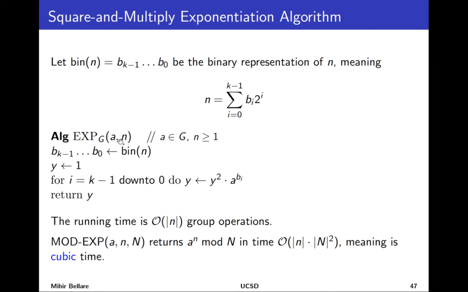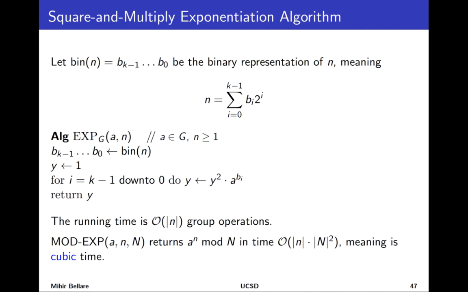First, expand the exponent, get its binary representation, and then as before we do our y's through a loop. We start with the most significant bit and go down. At every step you square what you had before, multiply by a, the same a as here, to the power the current bit in the binary expansion. And unraveling what we had before, this is going to work.